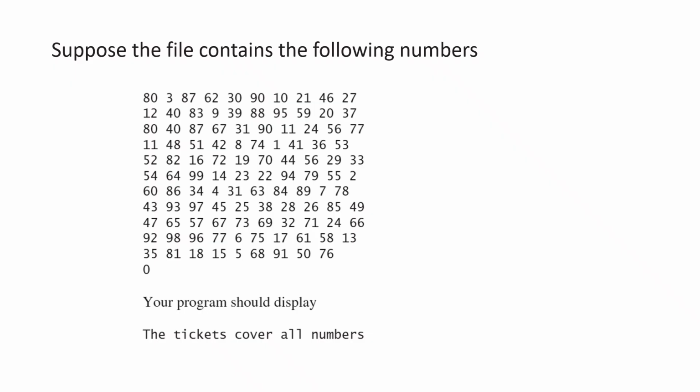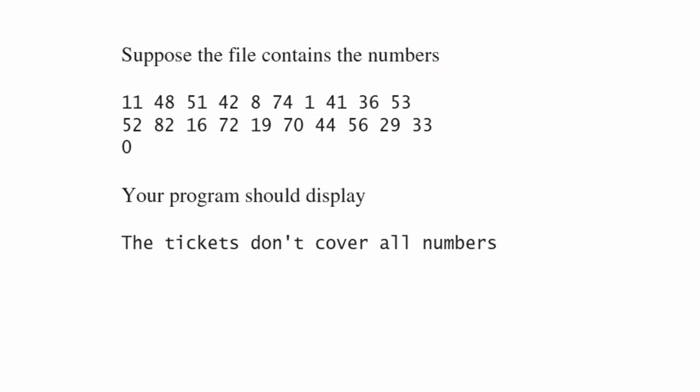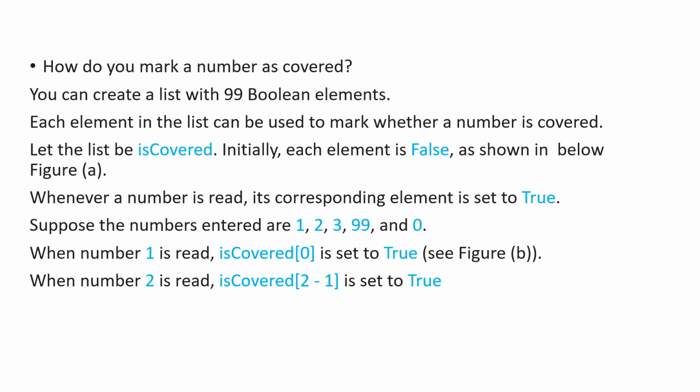Suppose the file contains the elements, so it consists of the numbers from 0 to 99. Then your program should display that the tickets cover all the numbers. Suppose the file contains only a very few numbers between 0 and 99, then your program should display that the tickets don't cover all numbers. So how do you mark a number as covered?